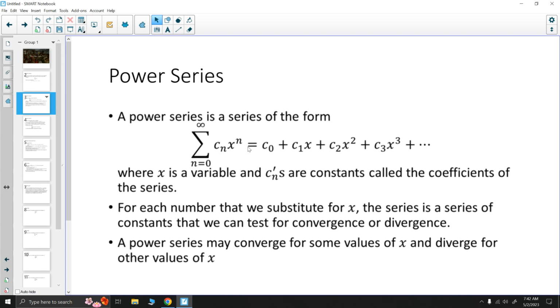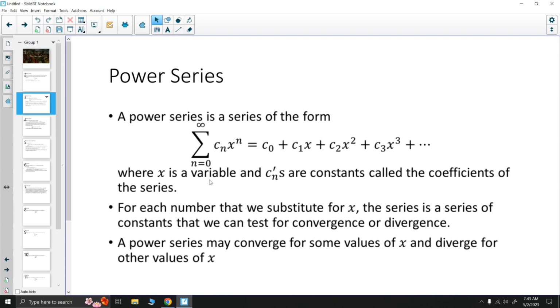Okay. For each number that we substitute for x, the series is a series of constants. So basically, if we plug in like x equals 1 into a power series, then we get a series of constant numbers. And we can use that to test for convergence or divergence if we need. In fact, we will be doing that. We'll be plugging in values for x to find out whether it converges or diverges at those points.